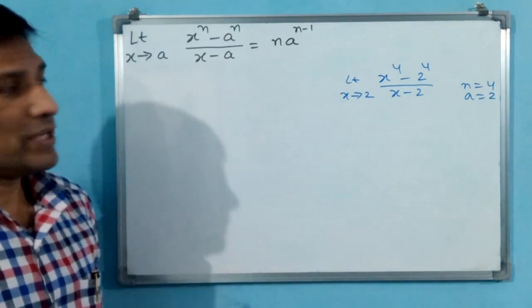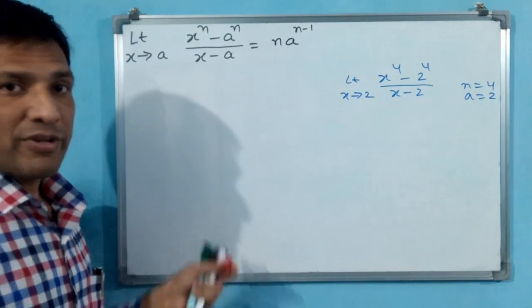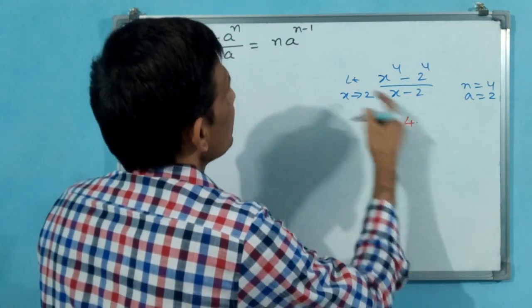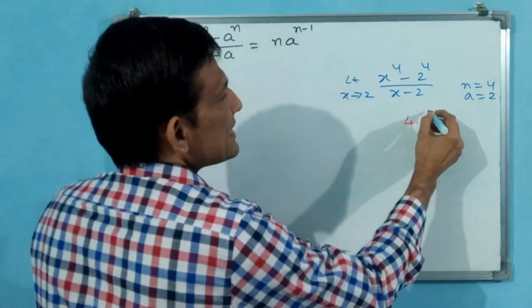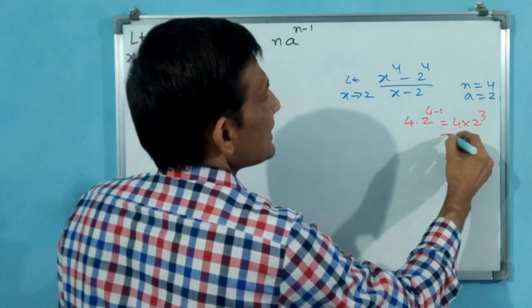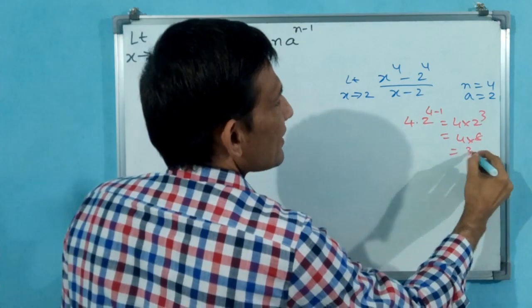You understand now? Why? Because limit x tends to a. If it comes, what will we write normally then? By seeing this formula, n into a power n minus 1. N is how much? 4. Into a is how much? 2. Power n minus 1, what? 4 minus 1. That is equal to 4 into 2 power 3. 4 into 8, 32.